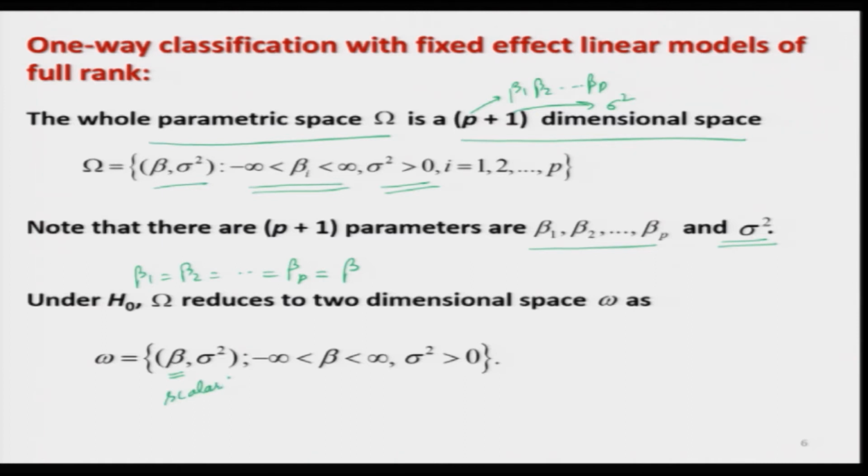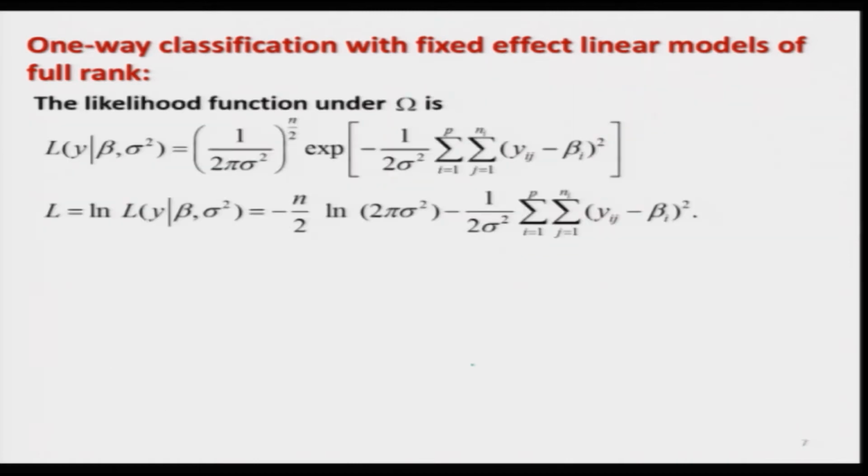So, now under H naught, this whole parametric space omega will be simply reduced to a 2-dimensional space indicated by small omega, which is a collection of the points beta and sigma square. Because if you can calculate the value of beta, then you are done. So, beta is lying between minus infinity and plus infinity, and sigma square is greater than 0, right. So, this is our sample space.